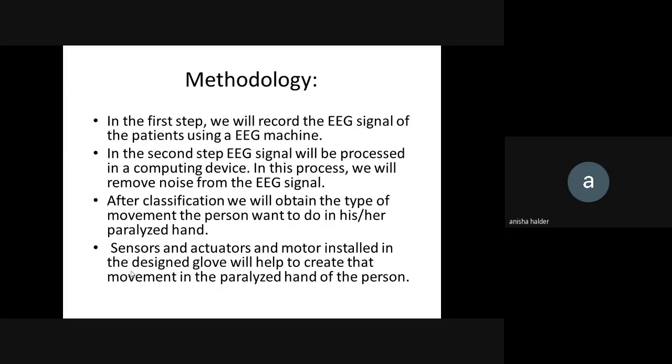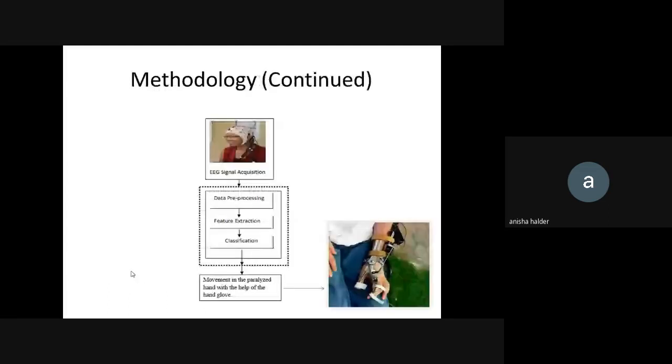And the last part is that the motor has been installed in it, right? The paralyzed person cannot move his hand automatically or by himself. So the sensors, actuators and motors will help to create that movement in the paralyzed hand of the person. Right? So this is the goal of our work.